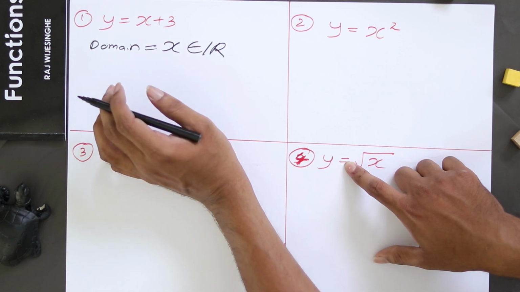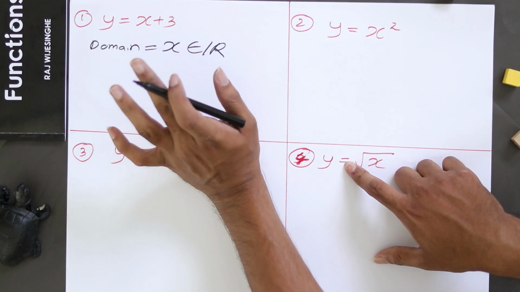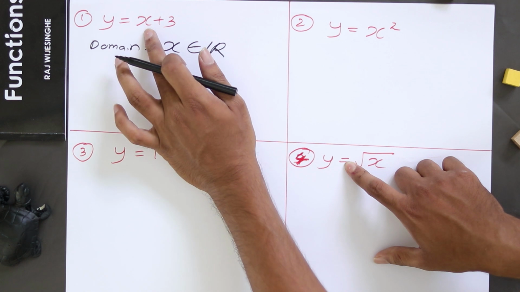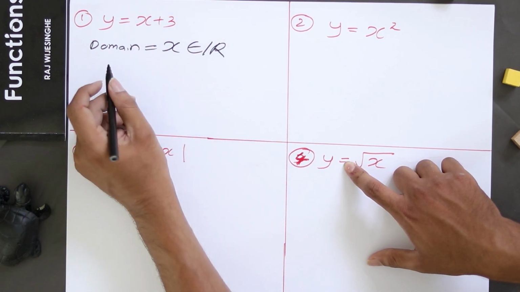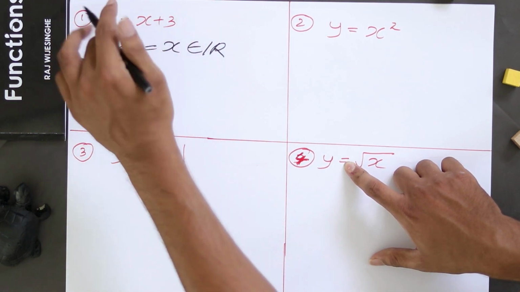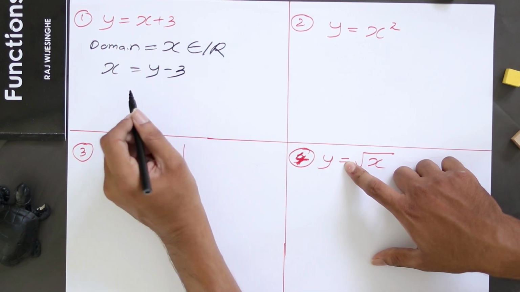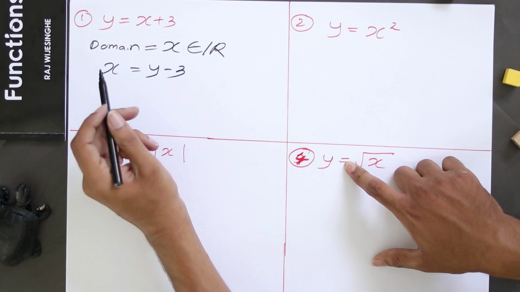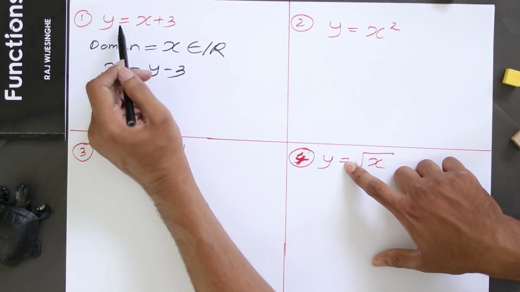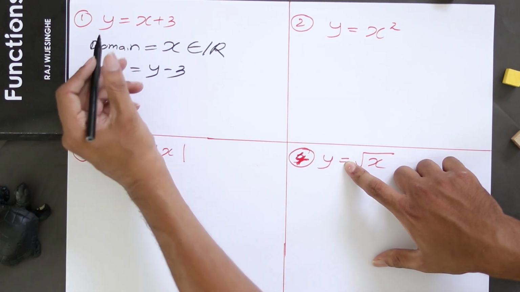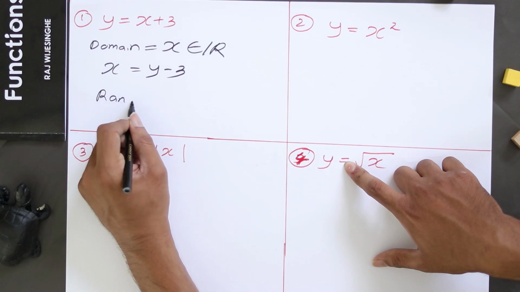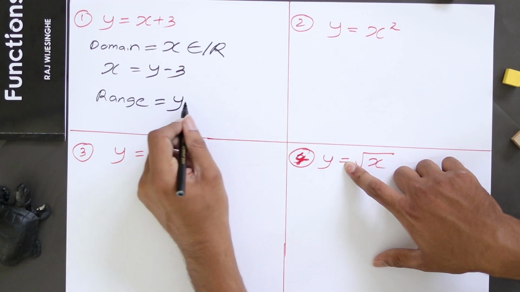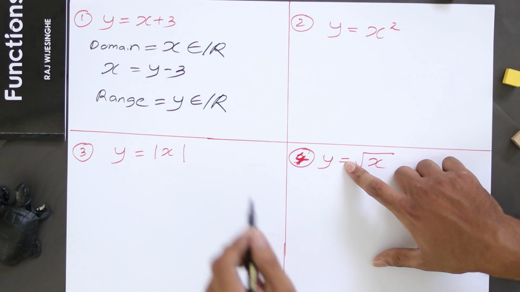Now to find the range, we should do one step, which is to make x the subject first of all. When you make x the subject, 3 goes to the other side, which gives y minus 3. Now we see whether we can put any value for y. If we can put any value for y, that means you can have any value for y as output in this function as well. So the range will be y can be any real value.